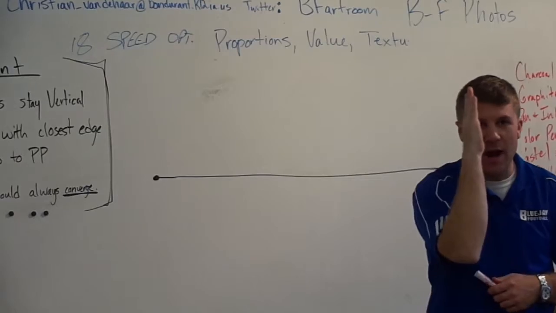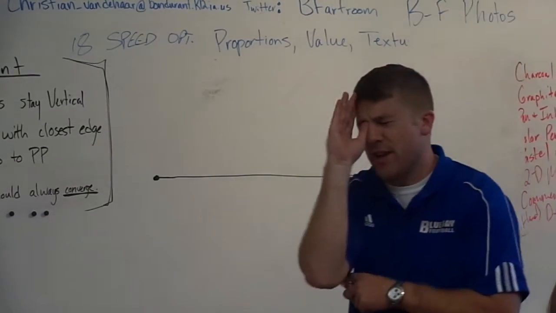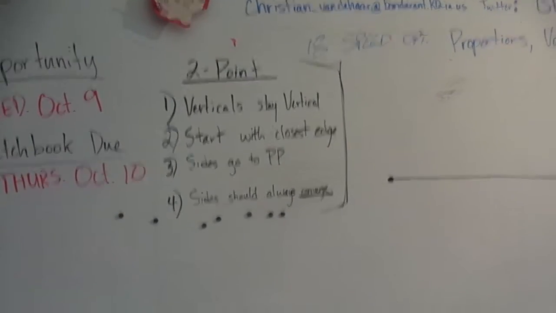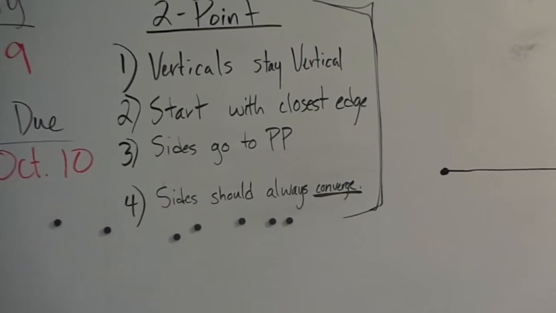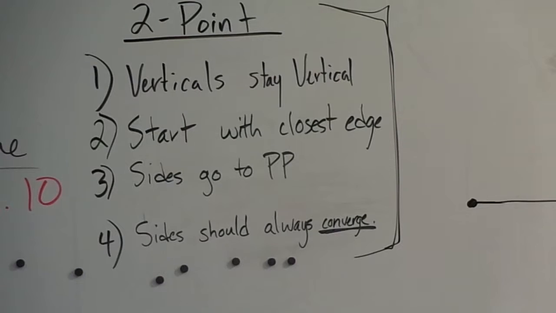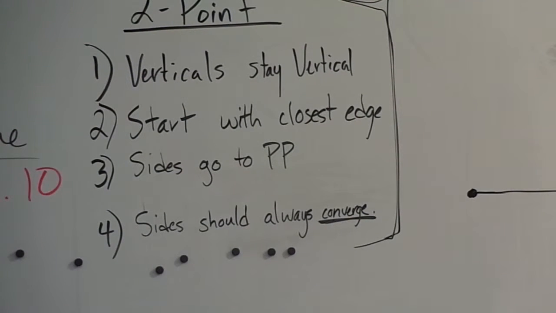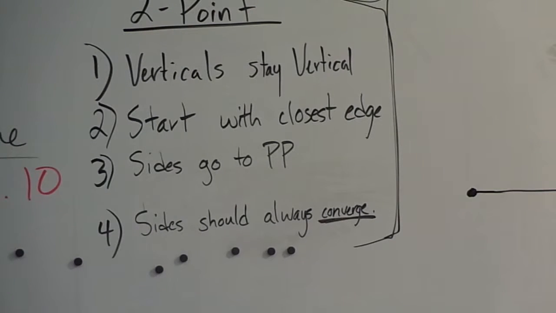You start with your edge. So when I say 2 point, you say edge. 2 point. Edge. 2 point. Edge. 1 point. Shape. 2 point. Edge. 1 point. Shape. 2 point. Edge. You gotta say point.